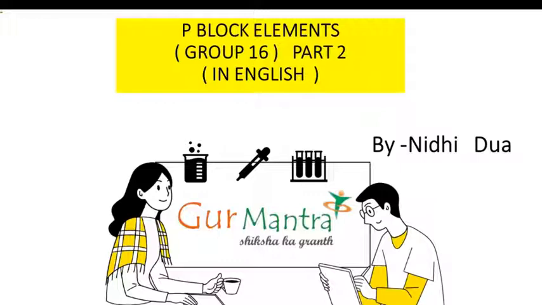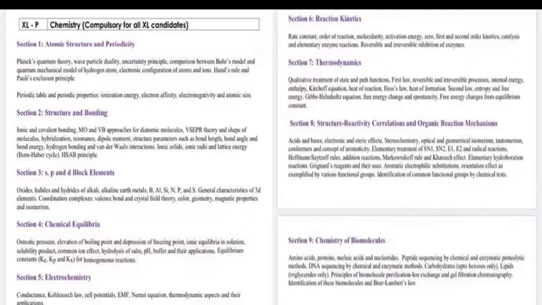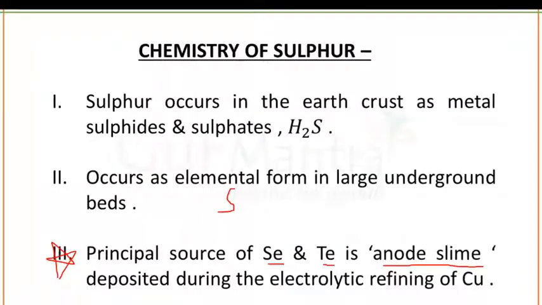So let's begin today's topic. We are going to discuss group number 16. In the previous lecture, we discussed the physical and chemical properties of group 16. And now in this lecture, we will discuss the chemistry of sulfur. As you know, sulfur is an element of group number 16.